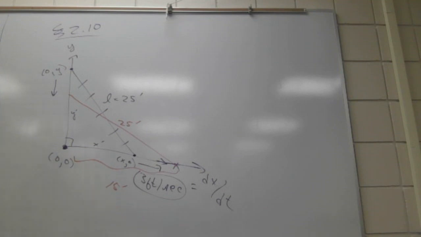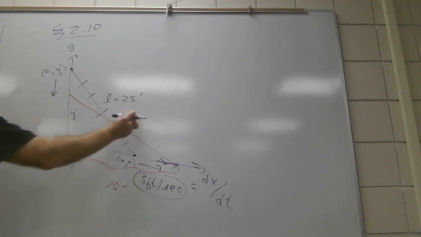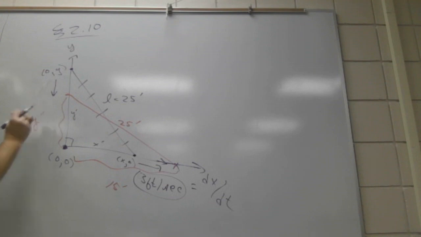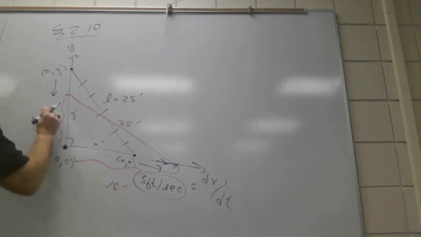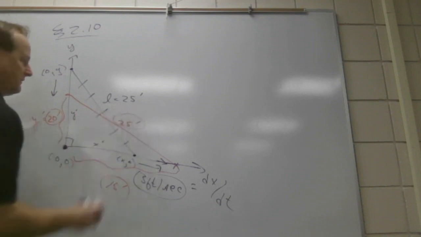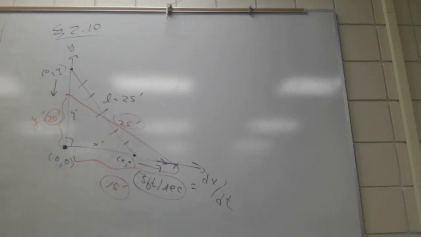When the bottom is 15 feet from the wall, so I got 15 feet there. Now that's 25 feet. Could I figure out what this height is right here? How? Pythagorean theorem. So what is it without using a calculator? If this is 15 and that's 25, what kind of relationship do we have in right triangles? 3, 4, 5. So this would be 20 feet, right? Good. So that's 20 feet. This one's 15, that was given. This is 25 feet, that's given. And at this point in time, the height would be 20 feet.